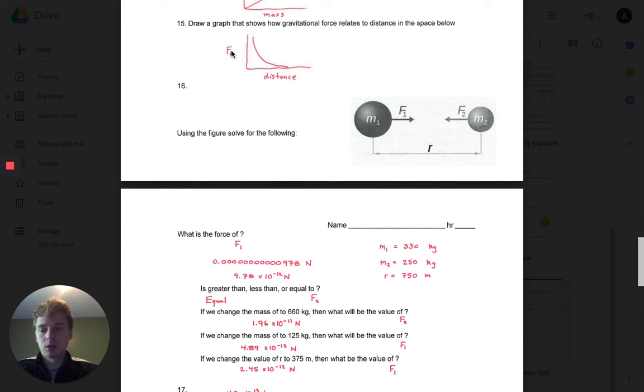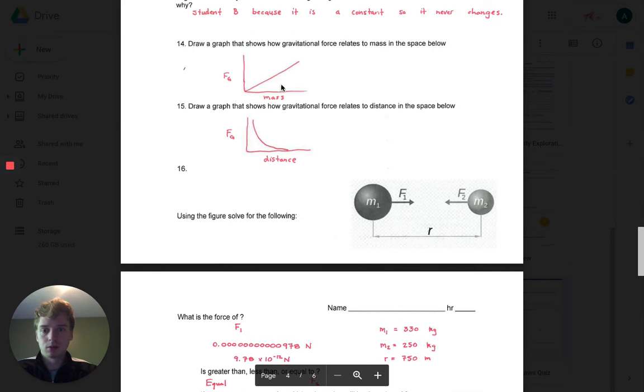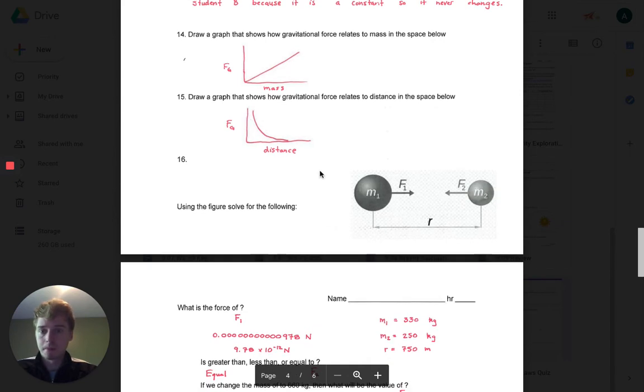Also, it's important that you know that it's an inverse relationship. In other words, as you increase the distance, the force of gravity goes down, which is opposite of the force of gravity and mass. As one goes up, the other goes up. This one is as one goes up, the other goes down.